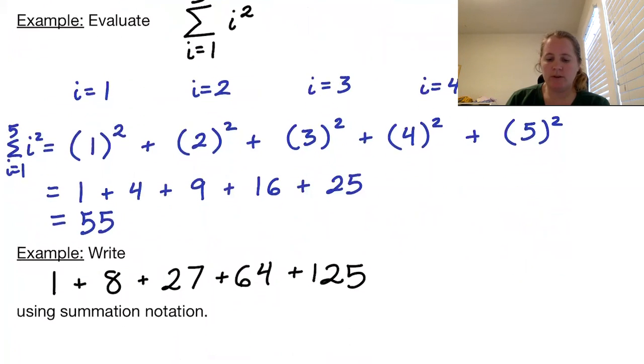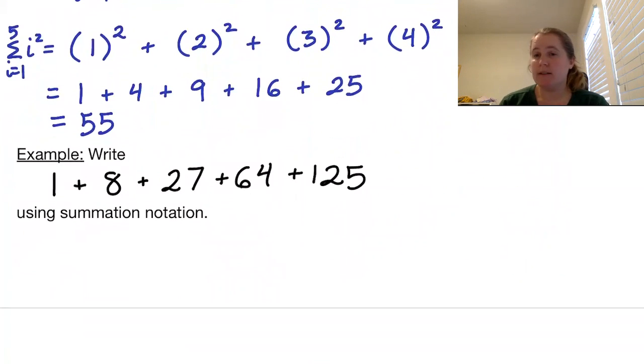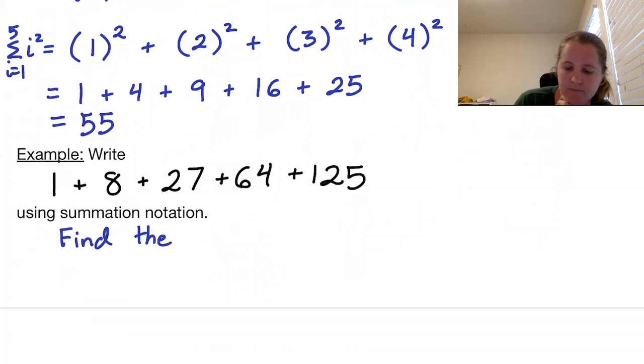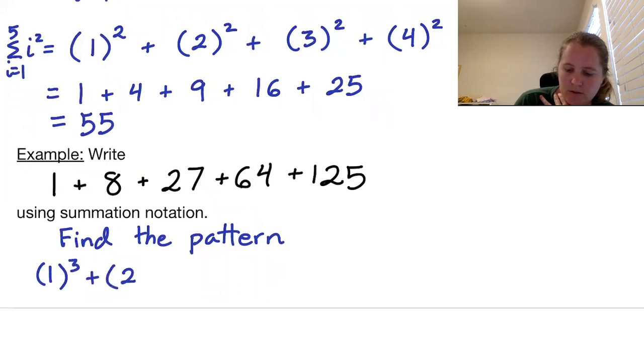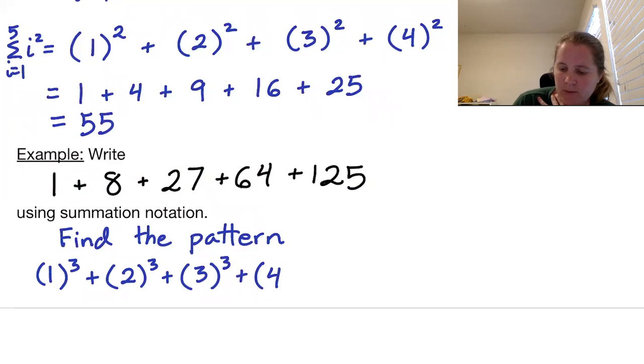For one more, we're going to go ahead and just rewrite a sum using summation notation. So here we have 1 plus 8 plus 27 plus 64 plus 125. We need to look for a pattern. So we're going to find the pattern first. You might notice that all of these are cubes. So this is really 1 cubed plus 2 cubed plus 3 cubed plus 4 cubed plus 5 cubed.